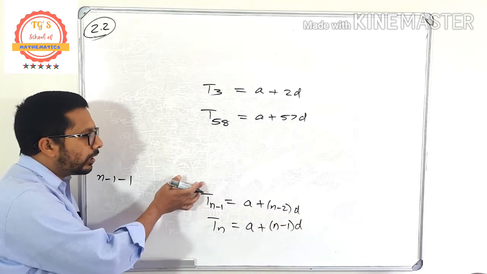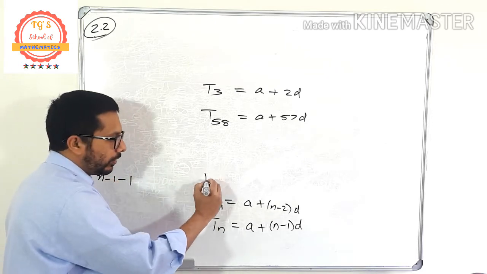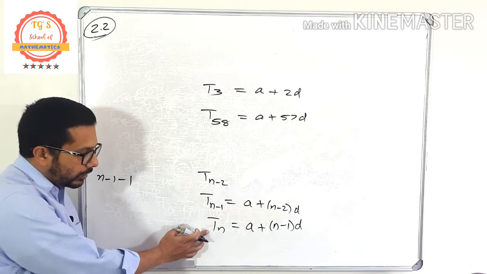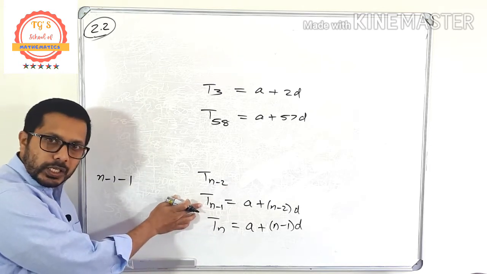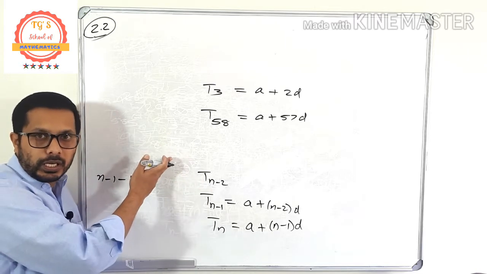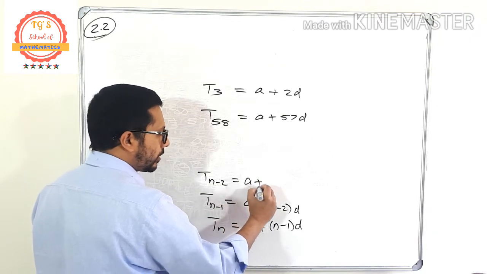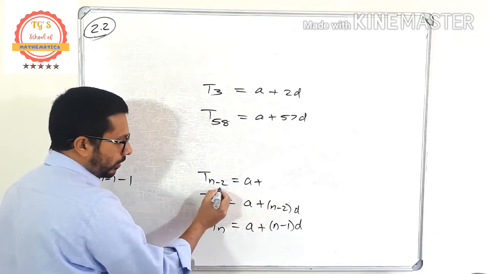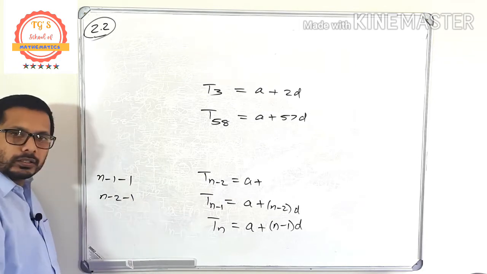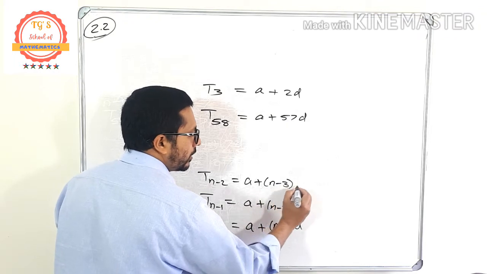So what is the third term from the last? How can you write that one? Tn minus 2. This is the last term, this is the second last term, this is the third from the last. Okay, so how can you write that one? It is 1 less than this one, so it is n minus 2 minus 1, that means n minus 3. That means this is a plus n minus 3 d.